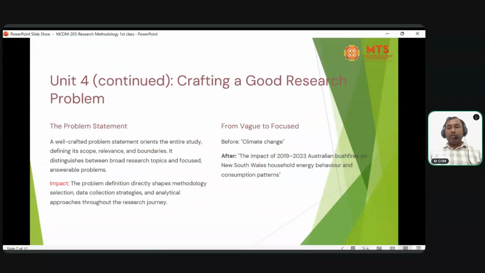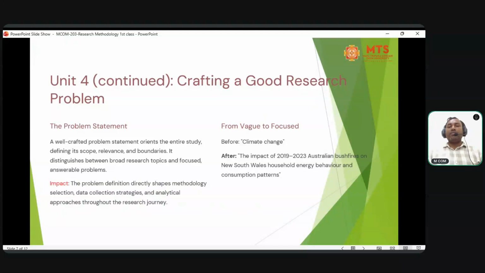Unit 4, crafting a good research problem. How can we craft a good research problem? The problem statement: a well-crafted problem statement orients the entire study, defining its scope, relevance, and boundaries. It distinguishes between broad research topics and focused, answerable problems.